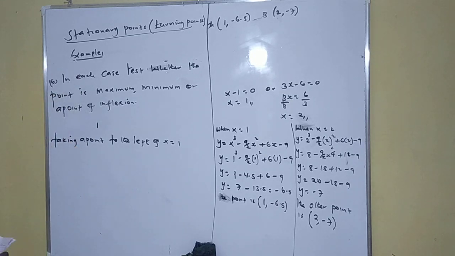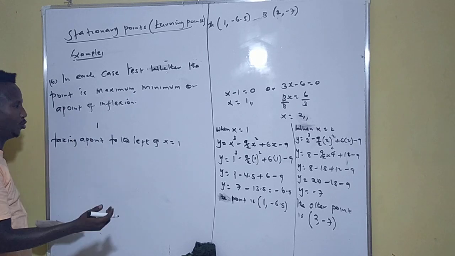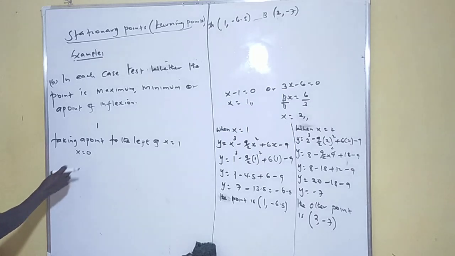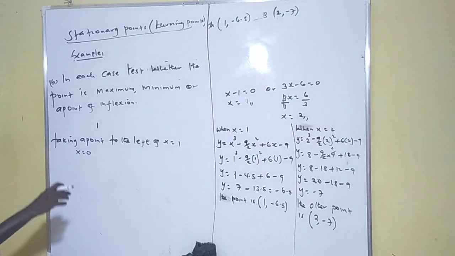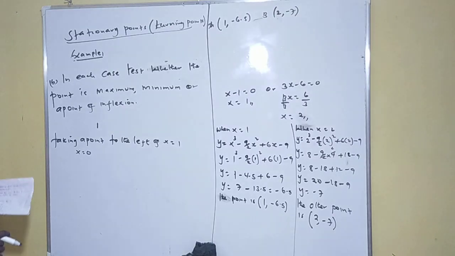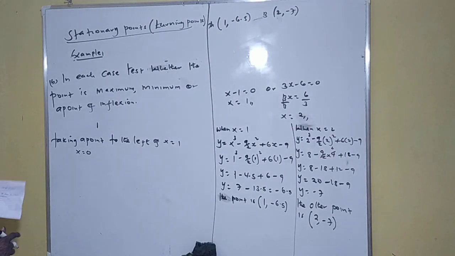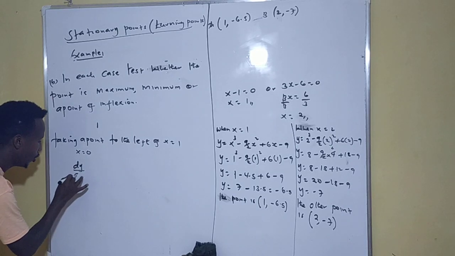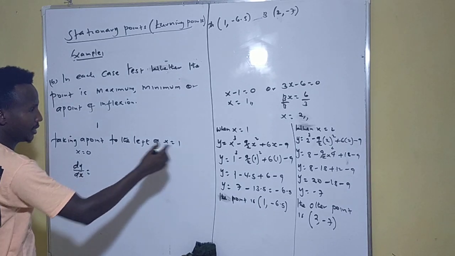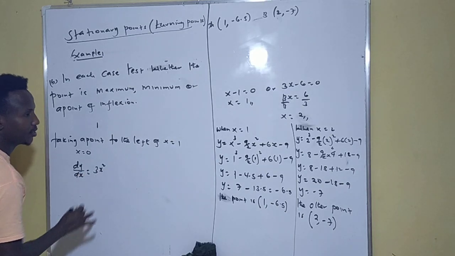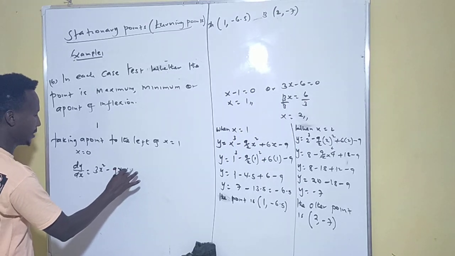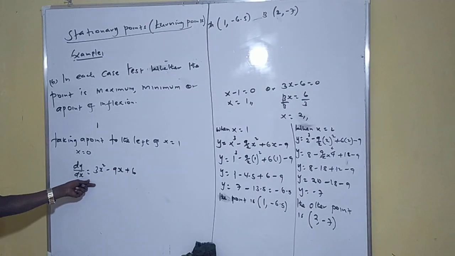Remember, you have learned the number line. So to the left of x equal to 1 is 0. So we are going to take x equal to 0, then substitute this value in dy dx. Don't forget that. Remember our dy over dx was 3x squared minus 9x plus 6. This was our dy dx.